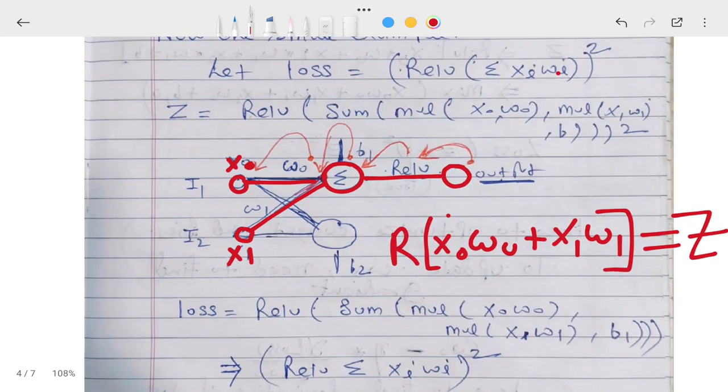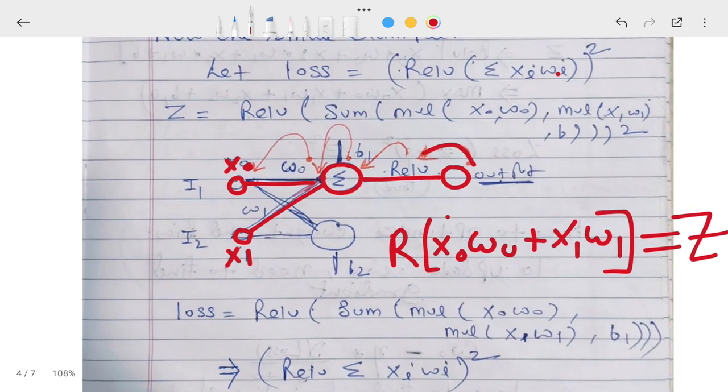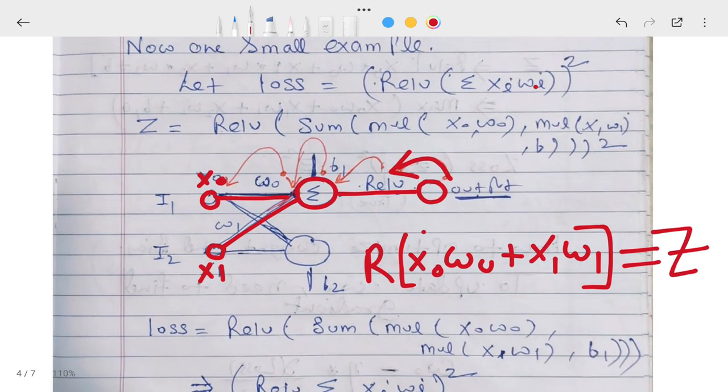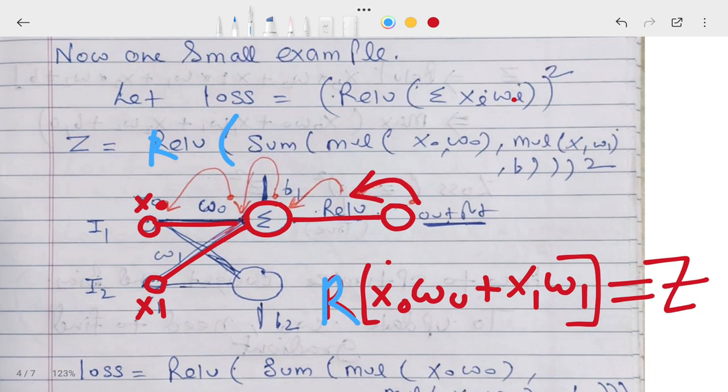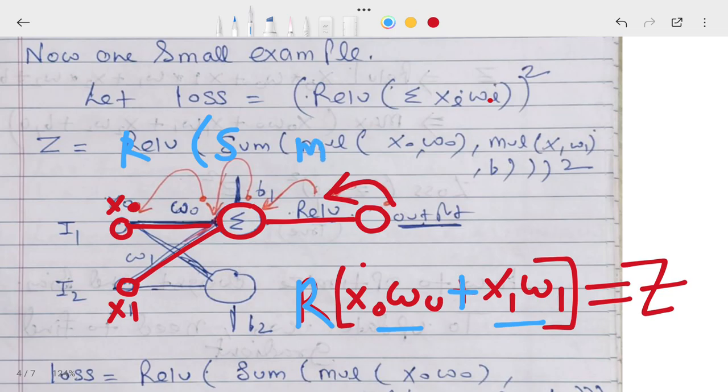So once you have the structure, what is the meaning of coming back? That is the meaning of backward pass. I will explain. So now see here what I am doing. I have written R. R means ReLU. Then I have written sum, because I sum all values. Then I have written mul. Mul means I multiply this and this, one by one. And bias also I am writing. Here I have not written bias, bias also I will write.